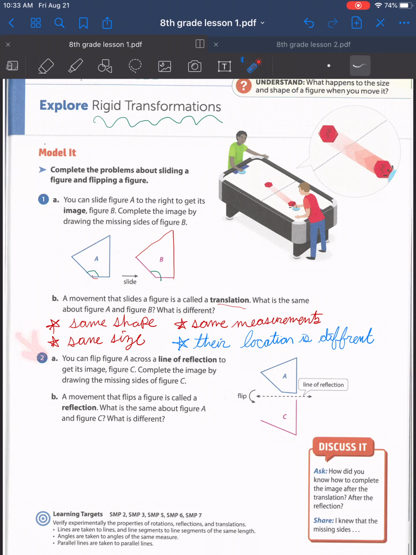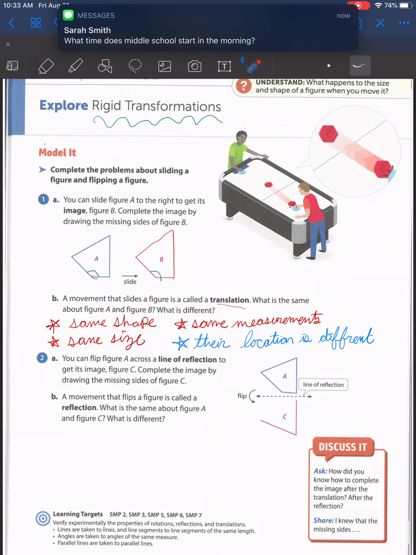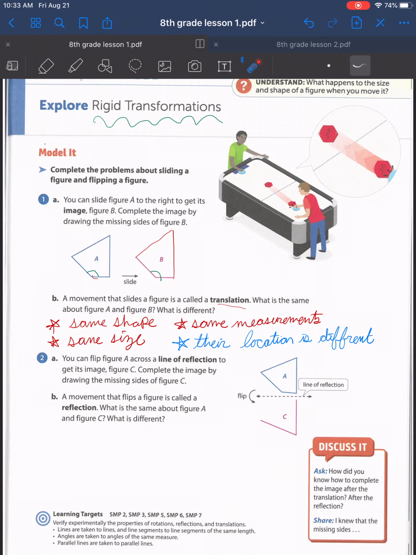Number 2. You can flip figure A, this guy over here, over this line, and that line is called a line of reflection, kind of like a mirror. If you flip it across that line, you can have the same figure just mirrored across, okay? So I wish that I was able to flip on this app. That would be really cool. But I'm just going to go ahead and finish drawing it. You kind of have to be an artist to visually see this.